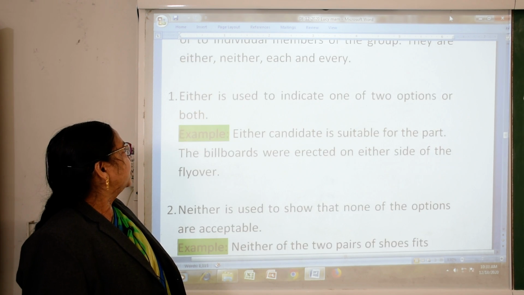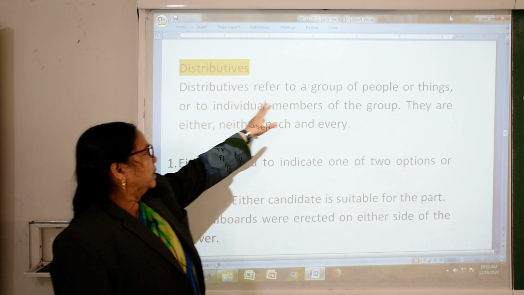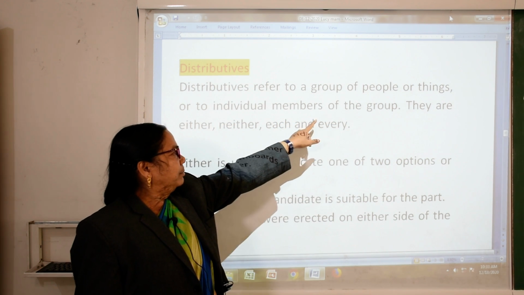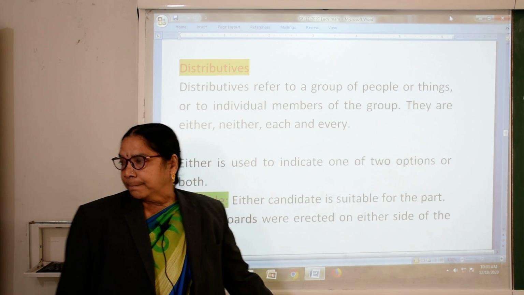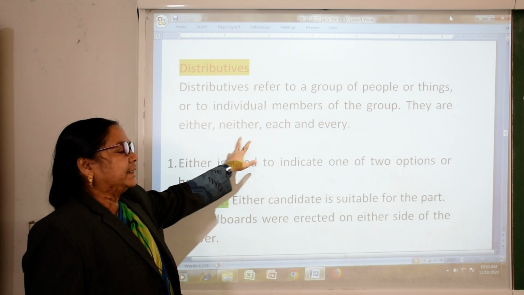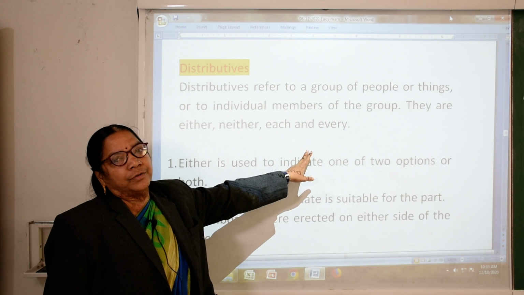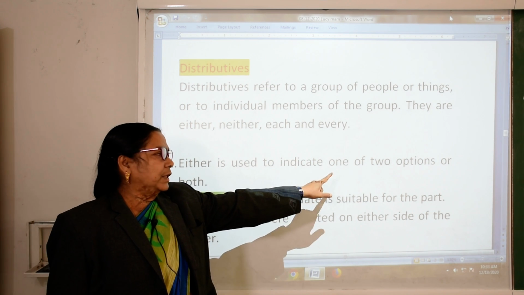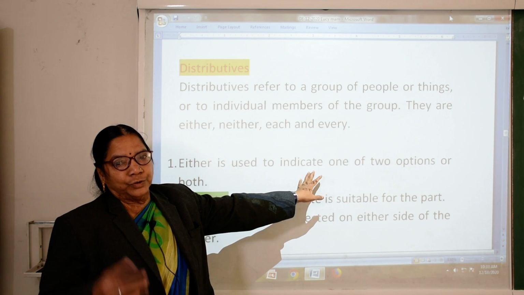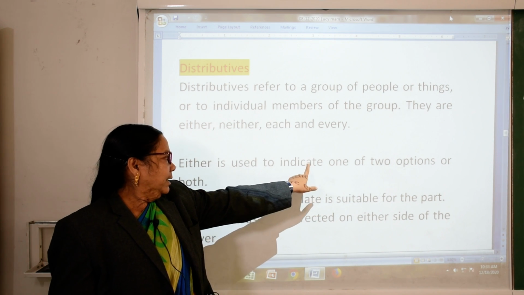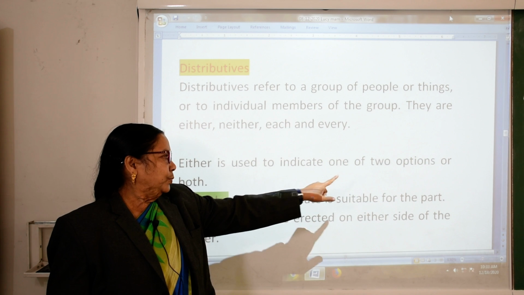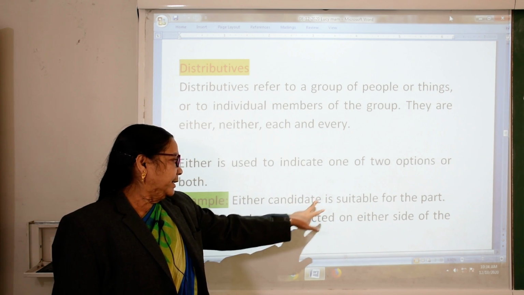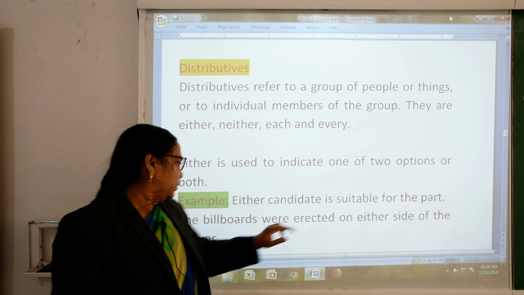Now, we will see distributive. They refer to a group of people or things or to individual members of the group. They are either, neither, each and every. We have already studied this also. Either is used to indicate one or two. Either you or me, means one or two and both. Either candidate is suitable for the part.